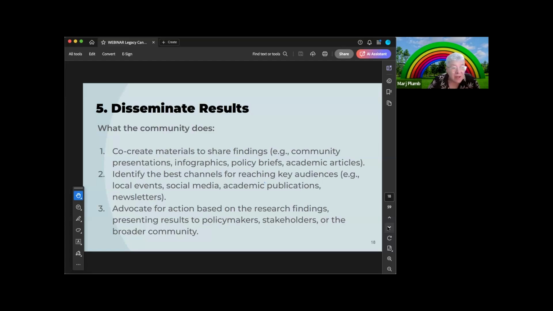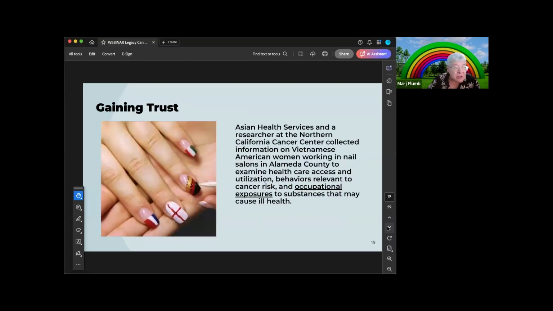Next slide. I'm going to talk about a couple of examples of community-based participatory research. This one study, which I think is really quite appropriate for the work that we're all going to be doing together, was a research project that was funded between Asian Health Services and a researcher at the Northern California Cancer Center. In the environmental movement, there has been quite a deep concern about what happens to nail salon workers.